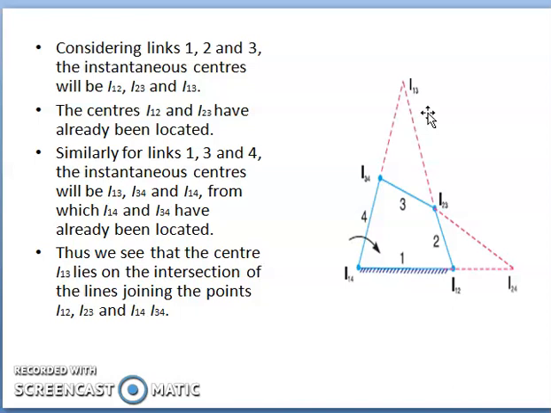So in the next part, we'll see how to find out the velocity of a 4-bar mechanism and a slider crank mechanism using the instantaneous center method.